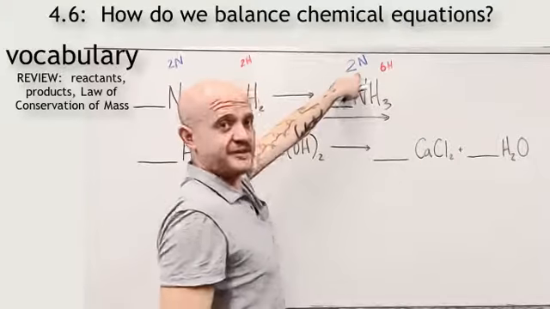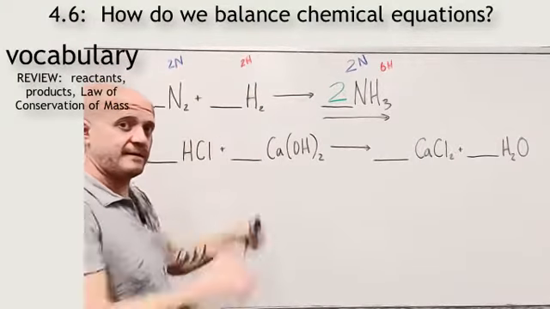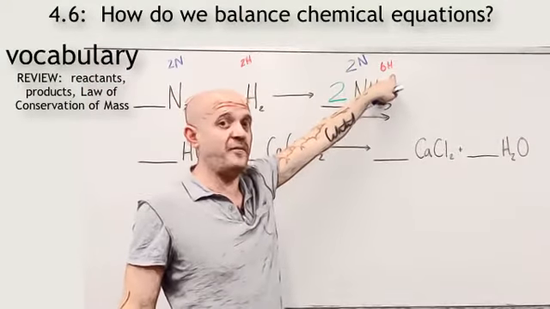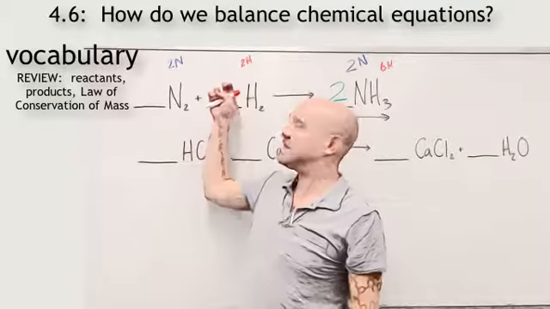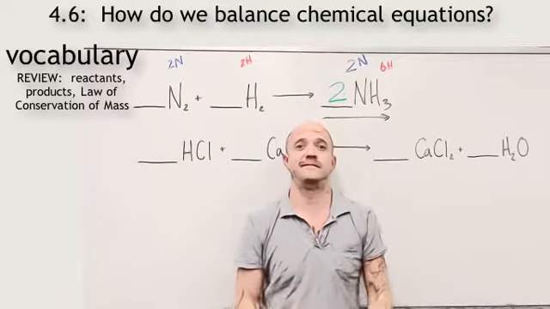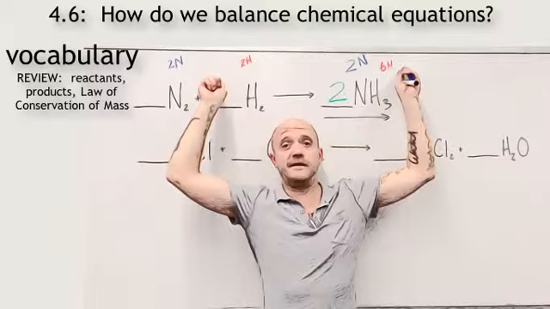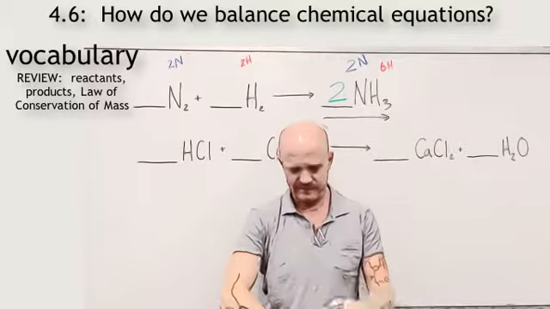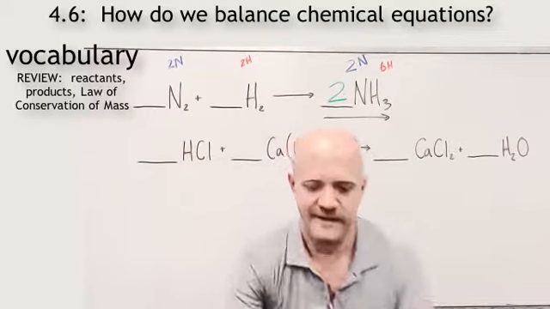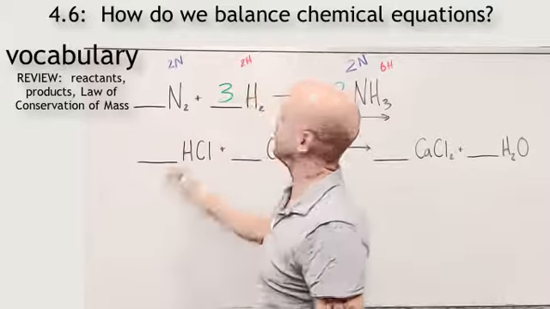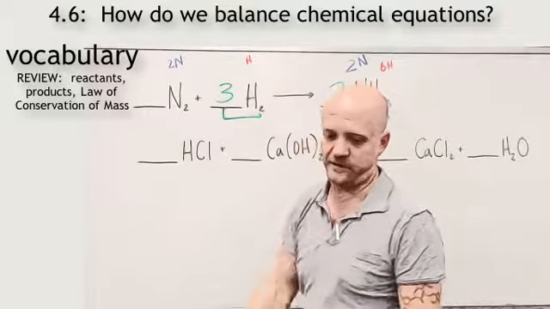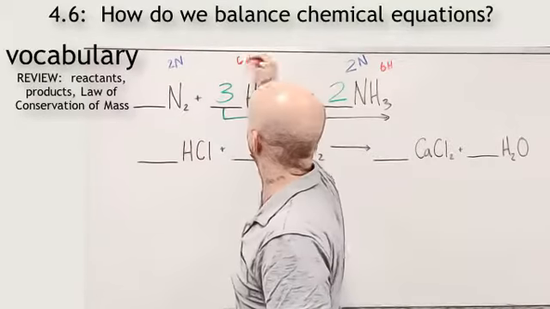Now, 2 nitrogens here, 2 nitrogens here. That checks out. 2 hydrogens here, and 6 hydrogens here. We have a bit of a problem. I have to adjust one of these numbers in order to get them to be balanced. So take a moment, look here, and tell me which number you need to switch. Yes, right here, we're going to put a 3, because 3 times 2 is now equal to 6 hydrogens.